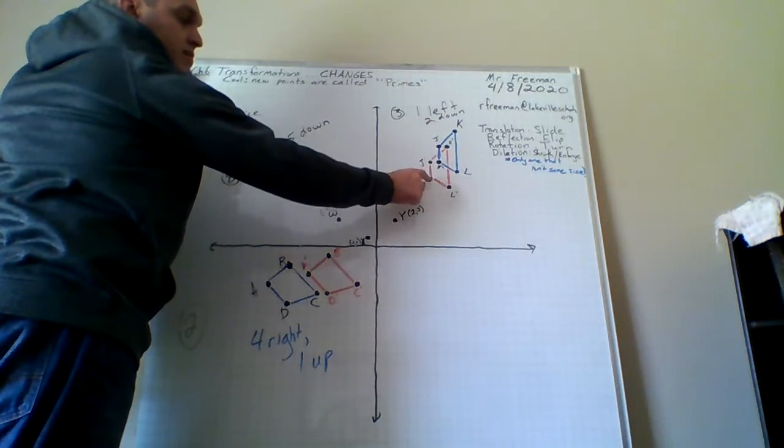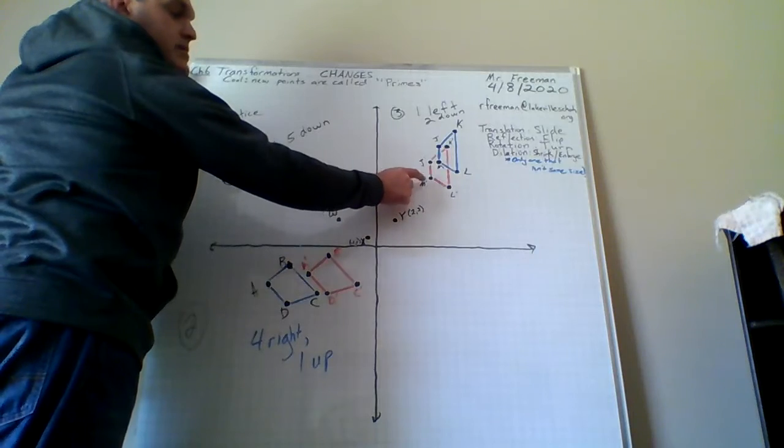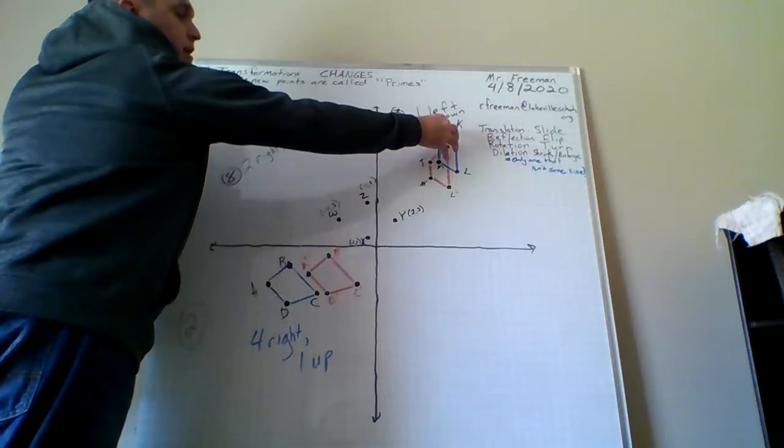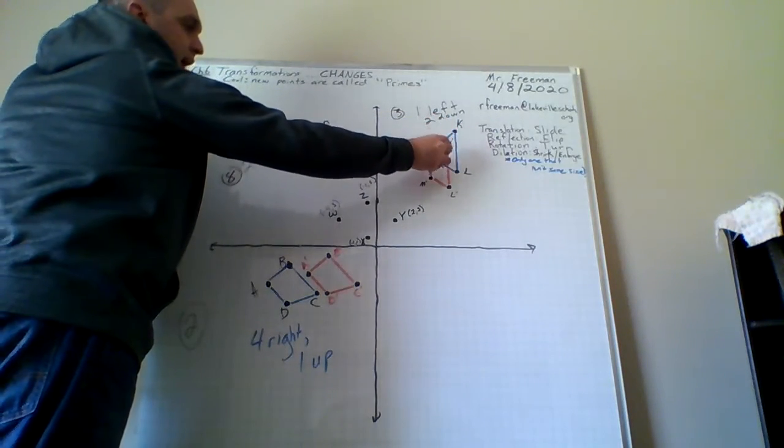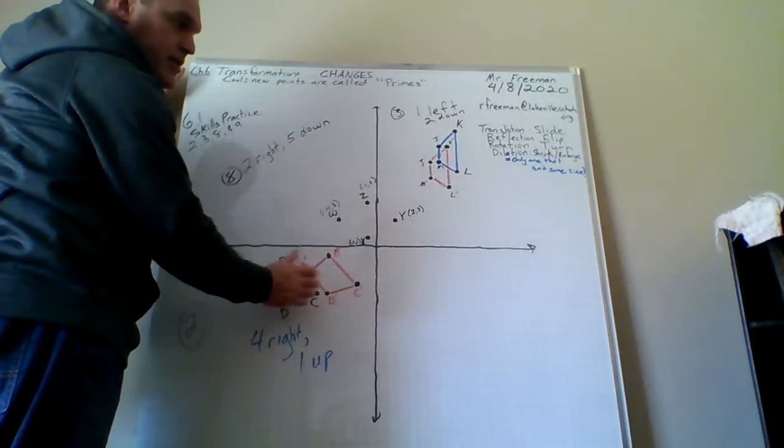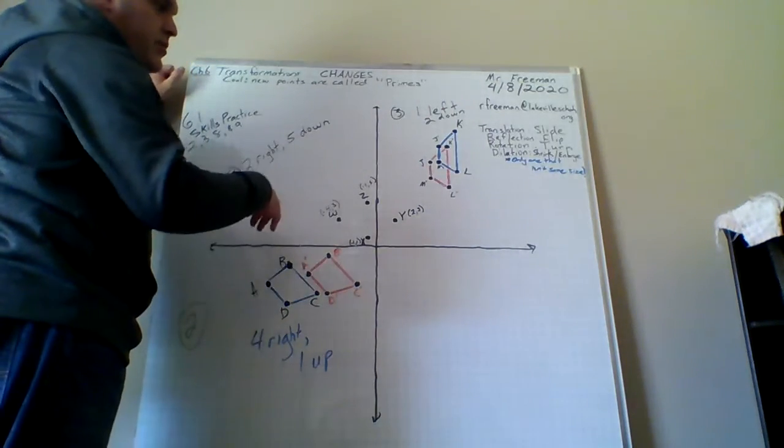And M, 1 left and 2 down, becomes this point right here, which is now M prime. All we did was take that shape and slide it just a little bit. This one was slid just a little bit. Now those are the two from the top half.